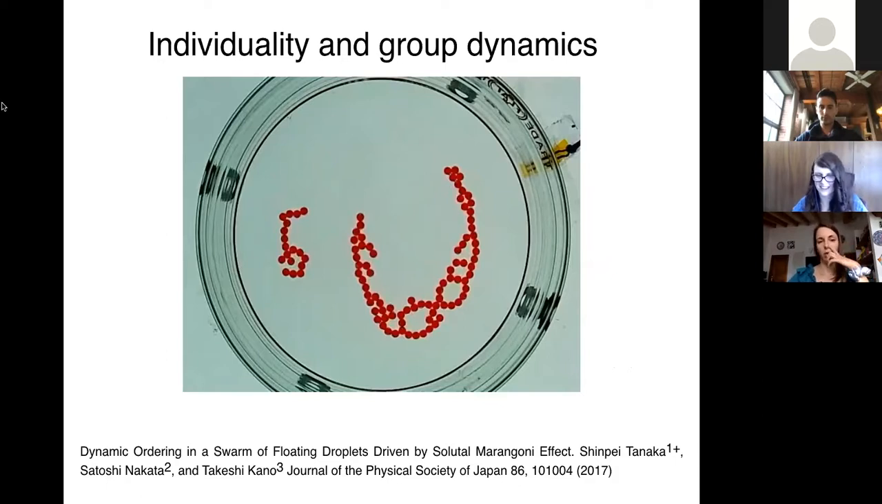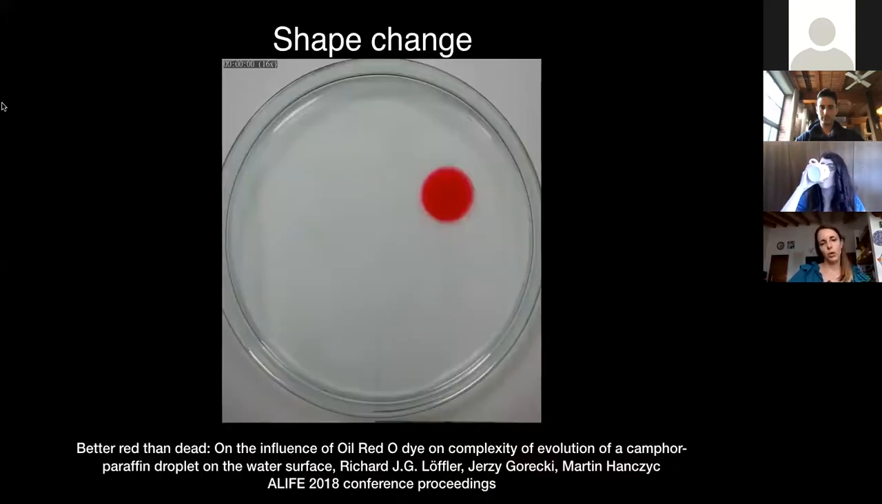Shinpei is not the only person working on this kind of droplets. There are many groups working on them. Other videos that I would like to show now are from Richard Loeffler, who already showed them at one of the previous Half-Life conferences. He also worked with paraffin oil droplets, but charged, instead of with ethyl salicylate, with another reactive compound, camphor.